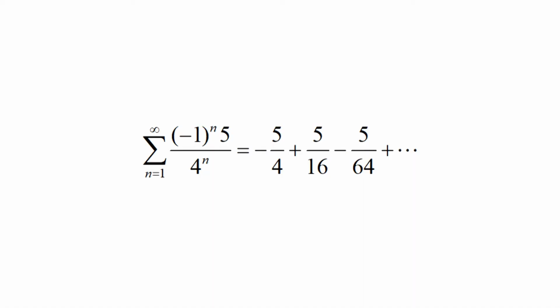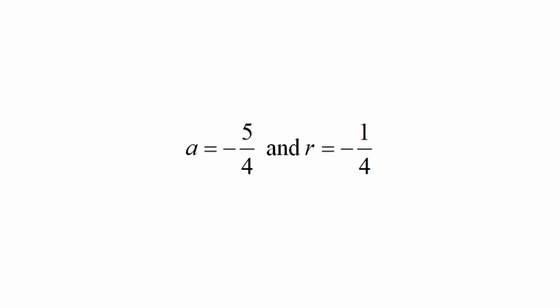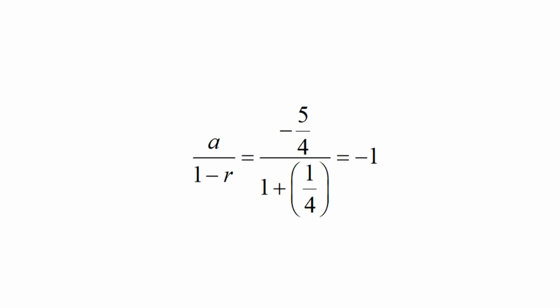We show that the series summation (negative 1)^n into 5 upon 4^n, n from 1 to infinity, equal to negative 5 upon 4 plus 5 upon 16 minus 5 upon 64 plus etc., has the sum negative 1. The given is a geometric series with a equal to negative 5 upon 4 and r equal to negative 1 upon 4. It converges to a upon 1 minus r, which is equal to negative 5 upon 4 upon 1 plus 1 upon 4, which is equal to negative 1.